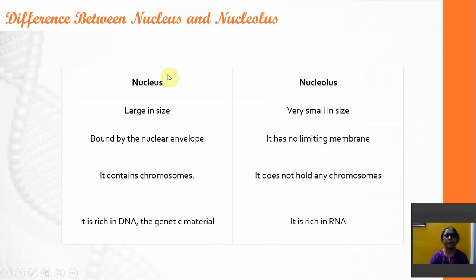What is the difference between nucleus and nucleolus? Nucleus is the larger body. Nucleolus is a smaller body present inside the nucleus. Nucleus is bounded by nuclear envelope and nucleolus has no limiting membrane. Nucleus contains chromosomes. Nucleolus does not hold any chromosome. Nucleus is rich in DNA, which is the genetic material. Nucleolus is rich in RNA and it synthesizes ribosomes.